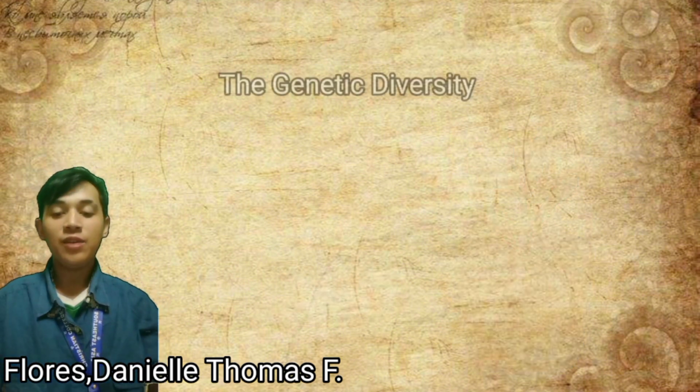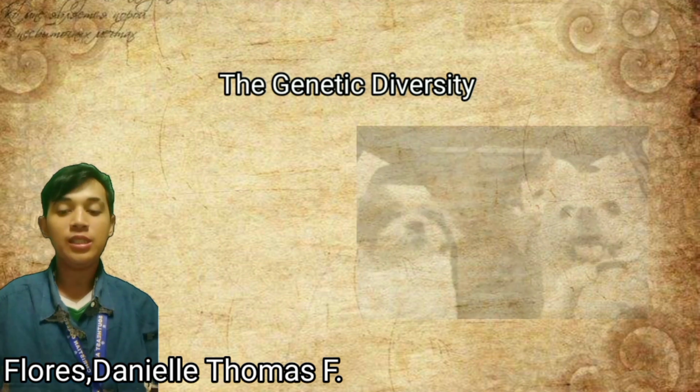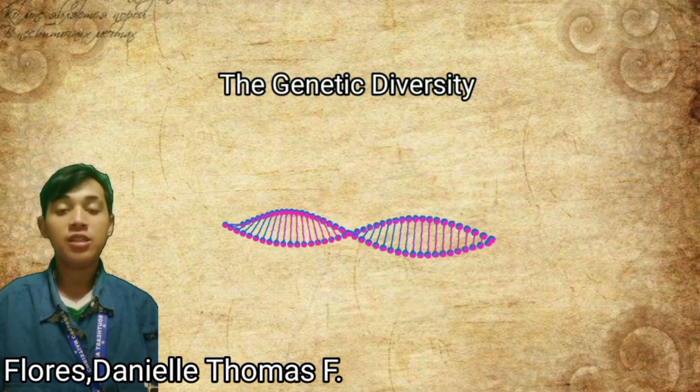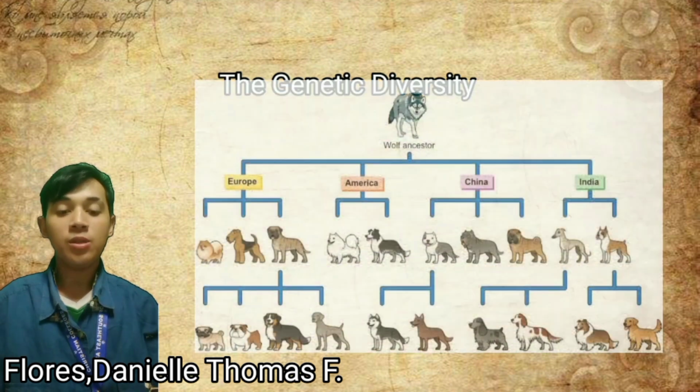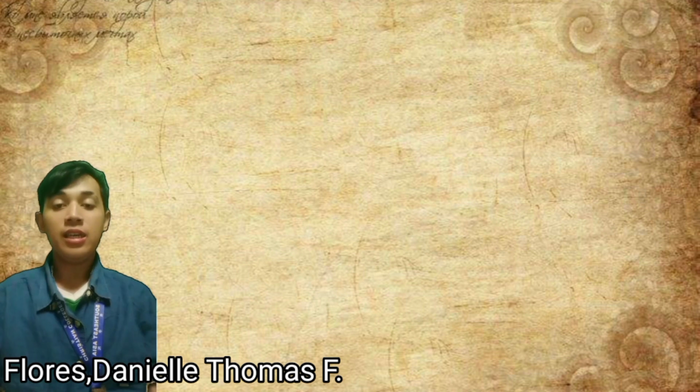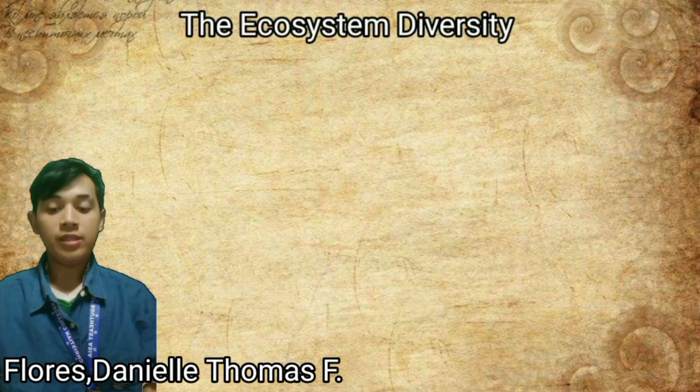Next is genetic diversity. The best example of this is domestic dogs, which exhibit extensive genetic diversity, from the Chihuahua to the Great Dane, due to selective breeding. And lastly is ecosystem diversity.